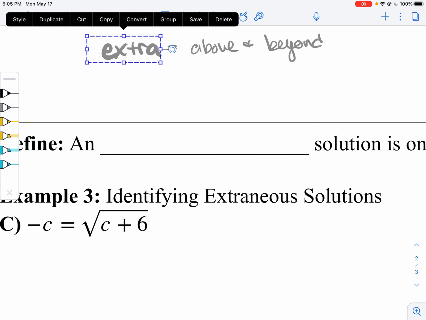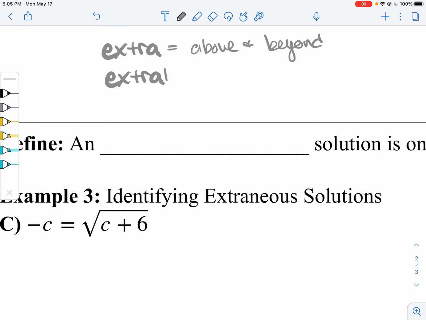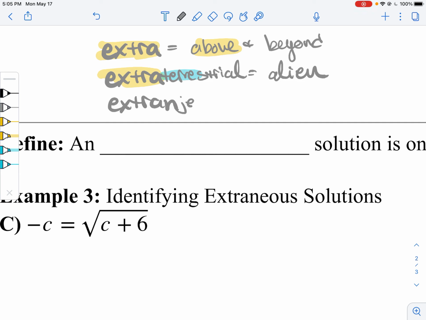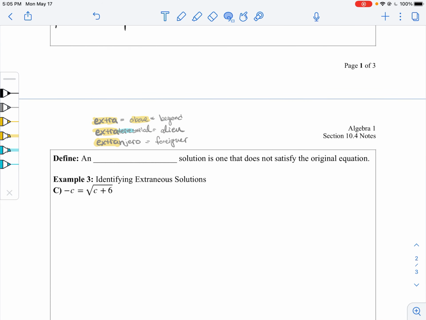There's a movie out about an extraterrestrial, which means someone is from outside of Earth. He's an alien. Or in Spanish, another way to say alien is extranjero. They are outside of this country. They are a foreigner. There you have it. Extra is outside of.